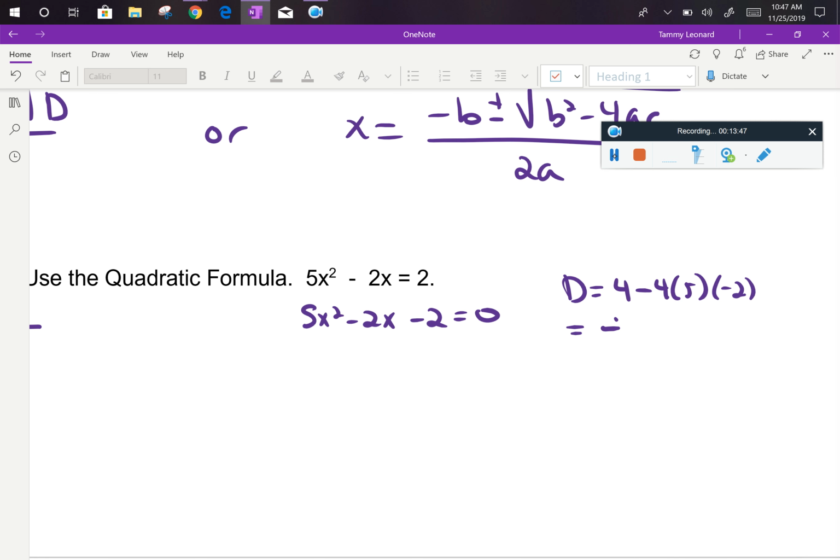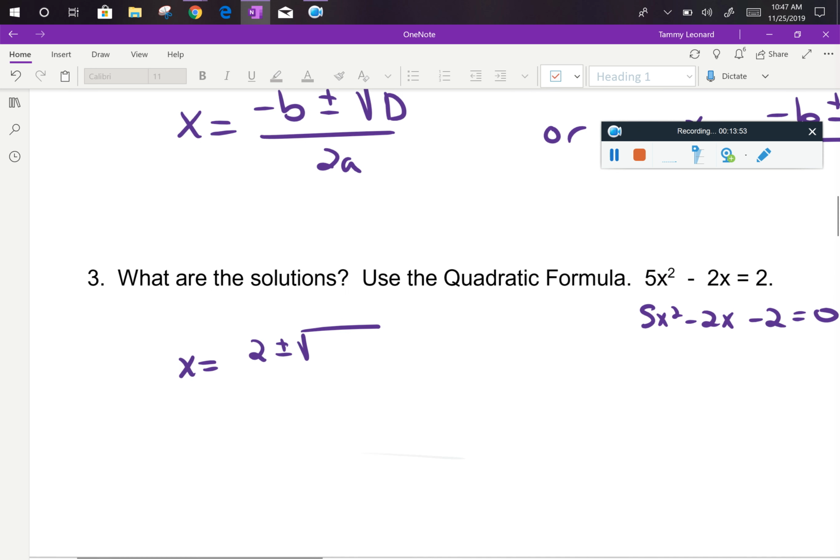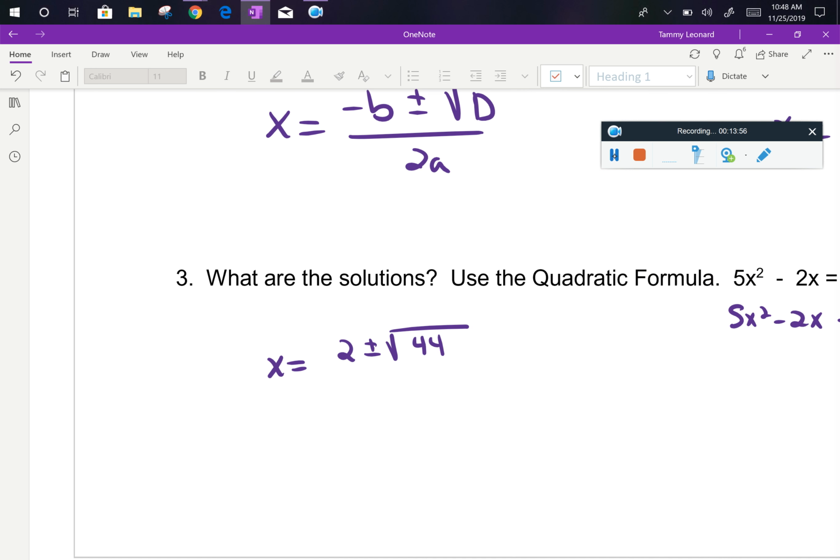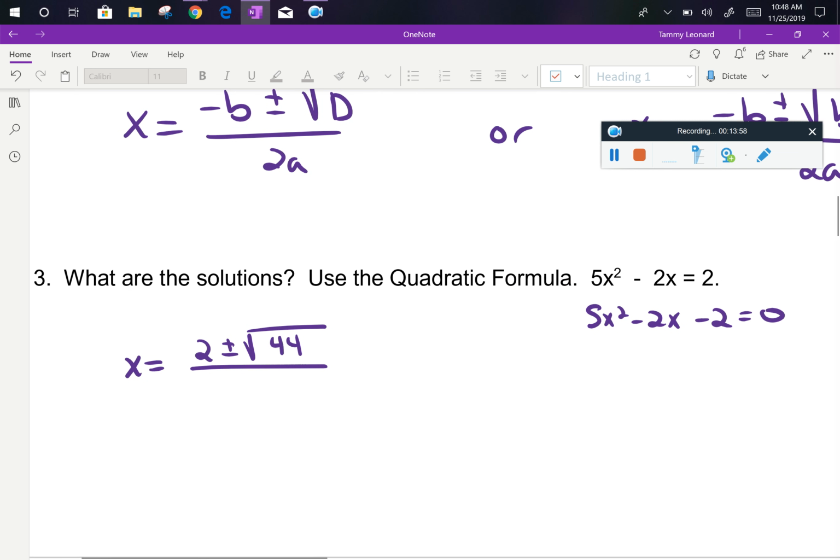Excuse me. So this is 4 minus what? Oh, no, wait, plus what? Plus 40, which is 44. So now I can just go over here and put that 44 in. Divided by 2 times a. What's 2 times a in this case? 10. Okay. Now, I am not going to cross out that 2 and that 10 right now.